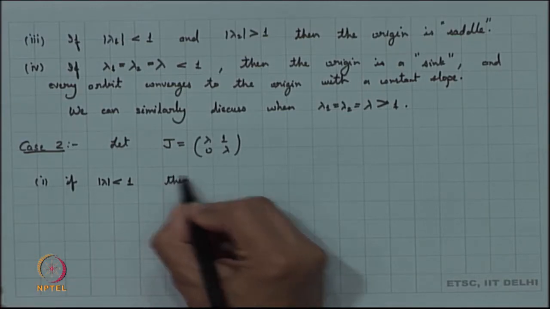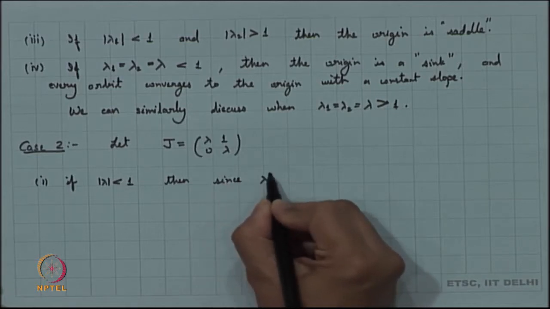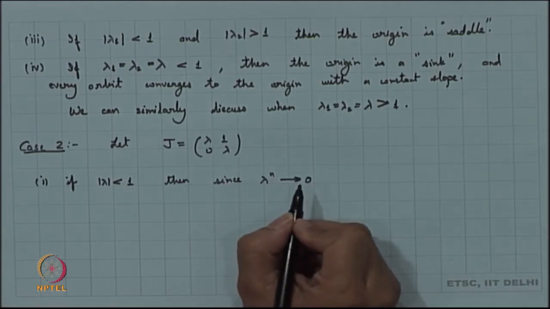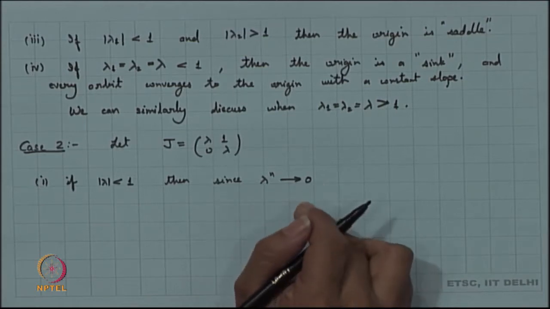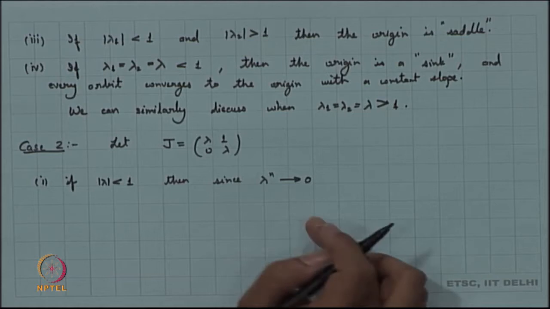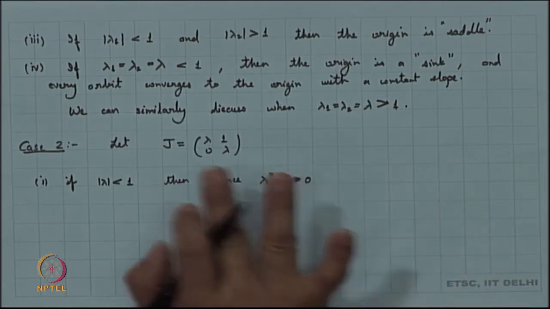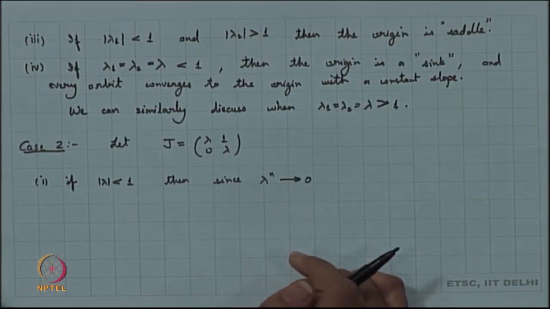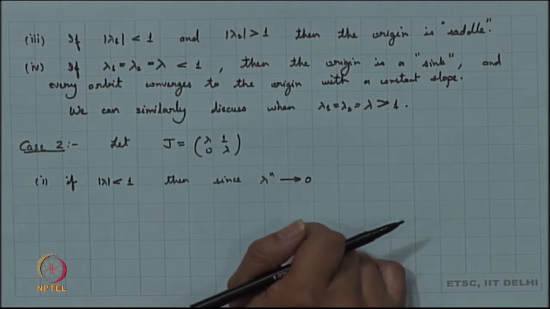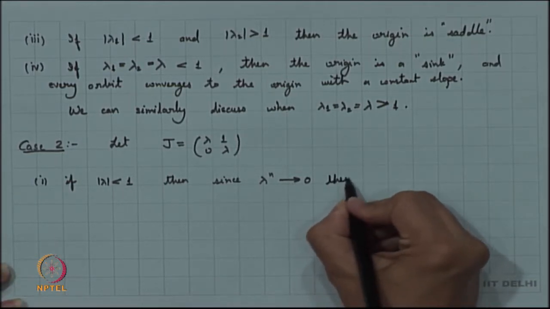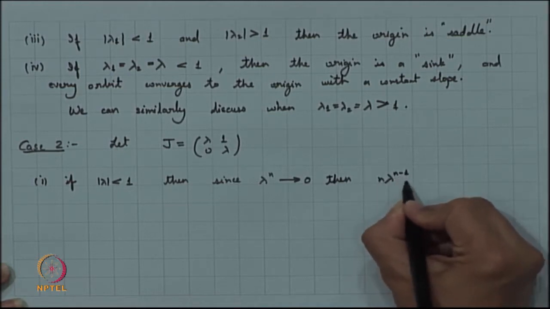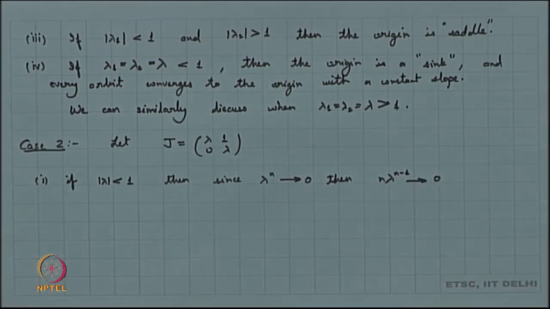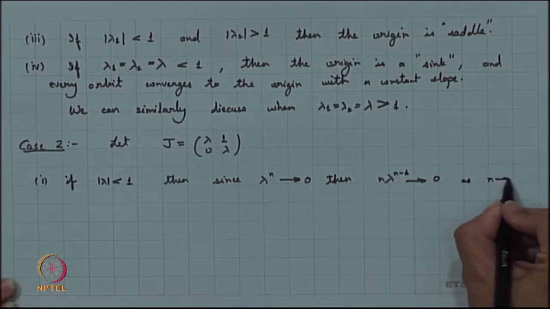If mod of lambda is less than 1, what happens in that case? Since lambda to the power n is converging to 0, it can either converge monotonically or it can switch sign and converge to 0; both are possible. So lambda^n is converging to 0, and we use L'Hopital's rule here, looking into the derivative, which means that n times lambda to the power n minus 1 is also converging to 0. This happens as n tends to infinity.